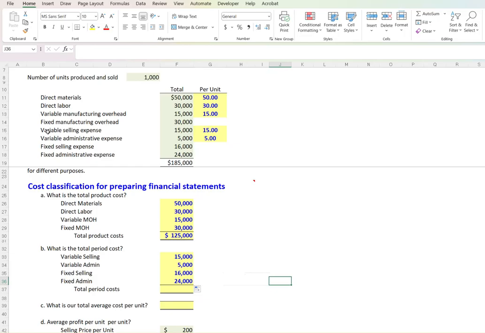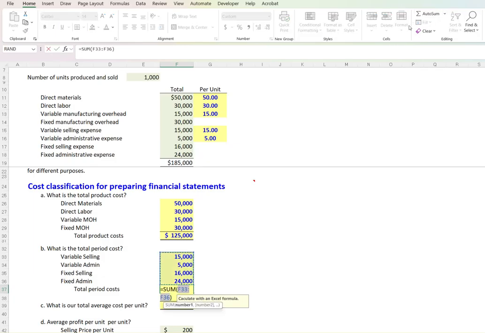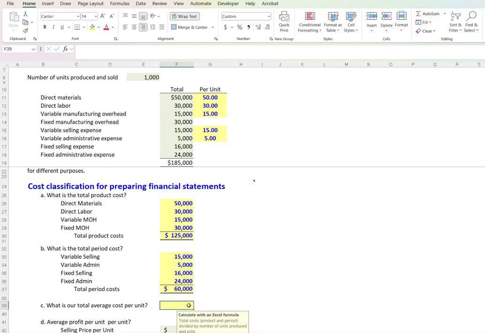So period costs are selling and administrative. Product costs are costs that we're incurring in our factory: our direct material, direct labor, manufacturing overhead. Let's add those up. And our total costs per unit. Oh, we need to do what? We need to take the 60 plus the 125 and divide it by the number of units we produced.